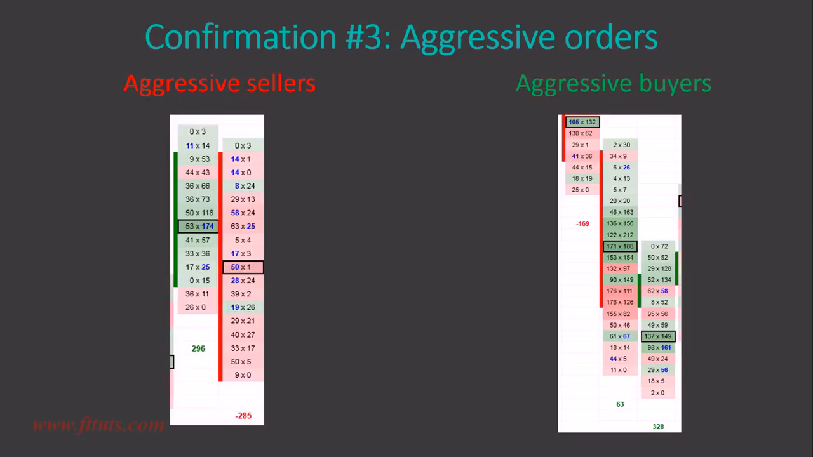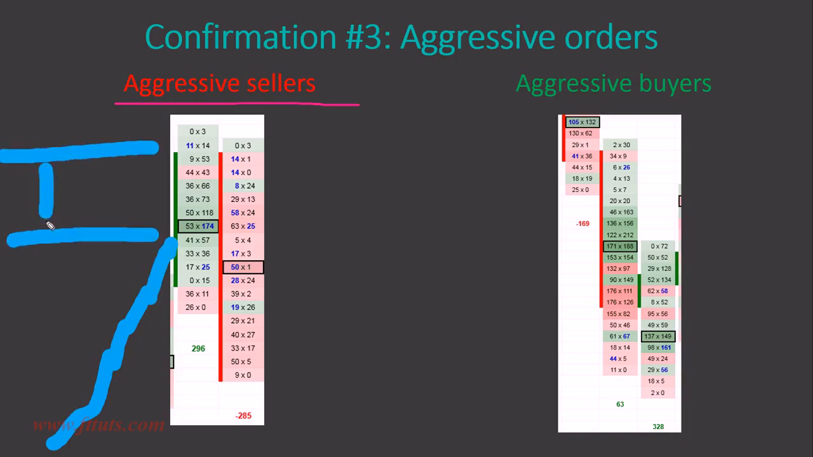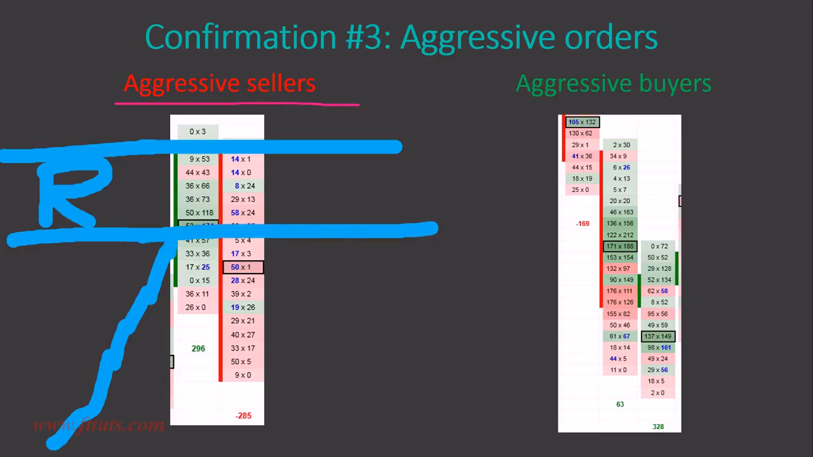Now this is how it looks like. In the first scenario, aggressive sellers. So imagine in this example the price was going upwards, and imagine that somewhere in here there was a resistance where you wanted to go short from. This is the resistance. Now, not much happening in here in this footprint, but the next footprint starts to form, and you see those imbalances, selling imbalances, those blue numbers.